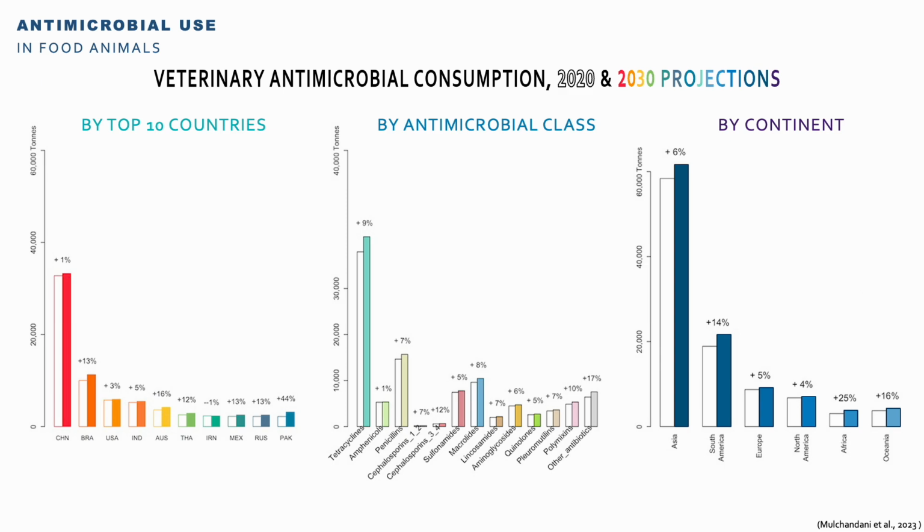These graphs from that same study show veterinary antimicrobial consumption in 2020 in the white bars and projected consumption for the year 2030 in the colorful bars. On the left is antimicrobial use by country, showing the top 10 countries. In the middle is use by antimicrobial drug class, and on the right is use by continent. Tetracycline stands out as the most used antibiotic in veterinary animals, and China stands out as the nation responsible for the most veterinary antimicrobial use.